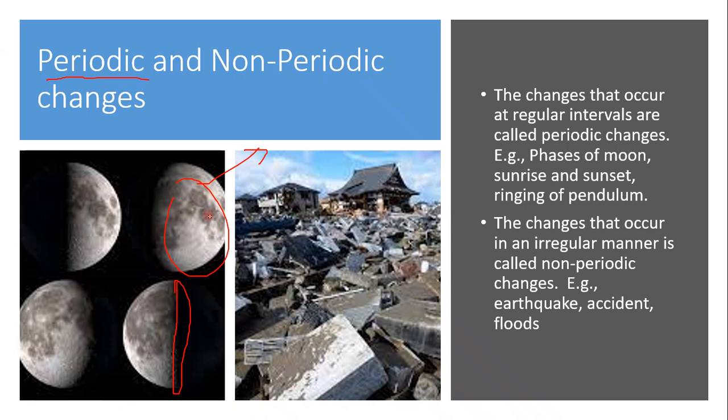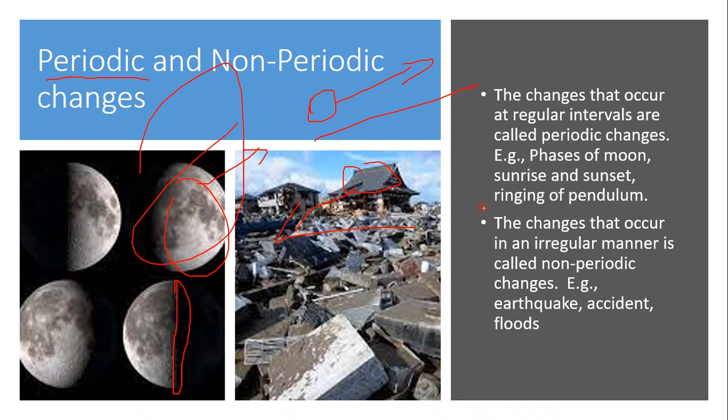The changes that occur at regular intervals, like sunrise and sunset. Yes, in the morning the sun is in the sunrise position. In the evening it's in the western position. Right, it sets at sunset and then the moon rises.